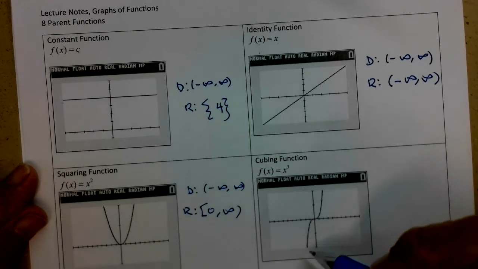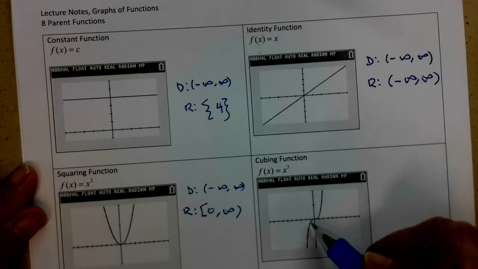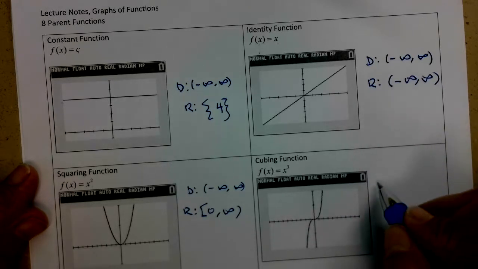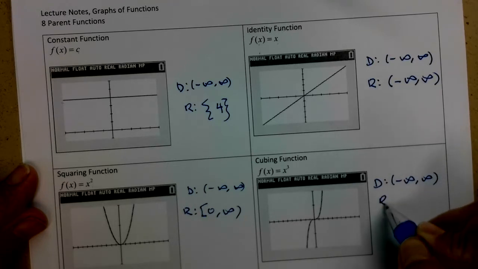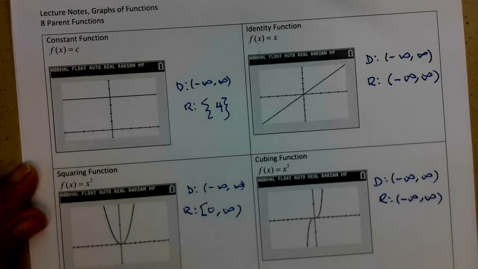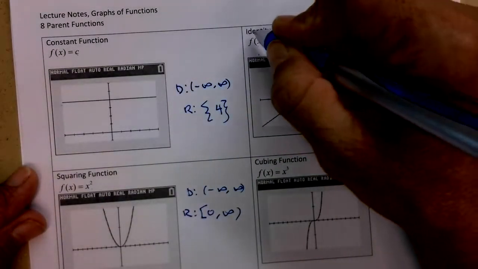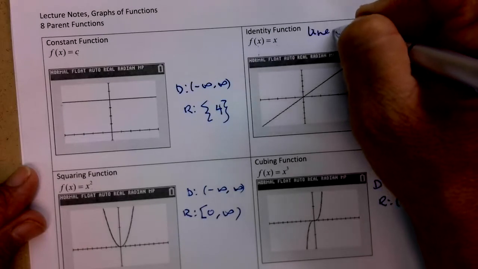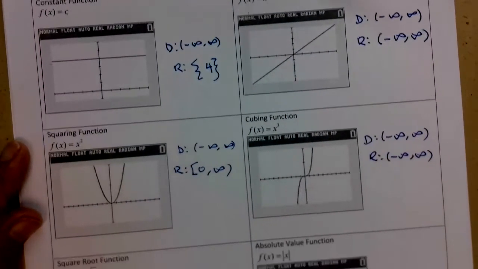The cubing function, so whatever you give me, I'm going to cube it. And its graph is this kind of swoopy wave. It has a domain of all real numbers and a range of all real numbers. Oh, I should say up here, the identity function could also be called linear. Okay, so we have linear, squaring, cubing.